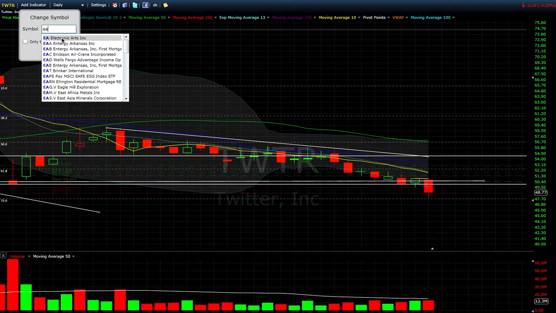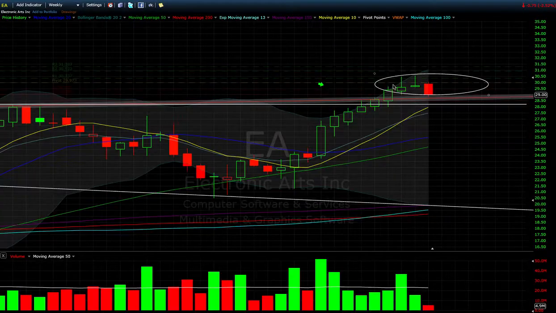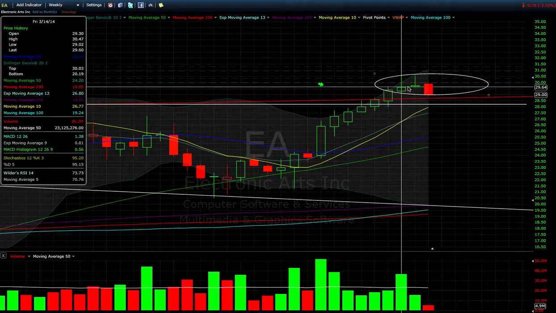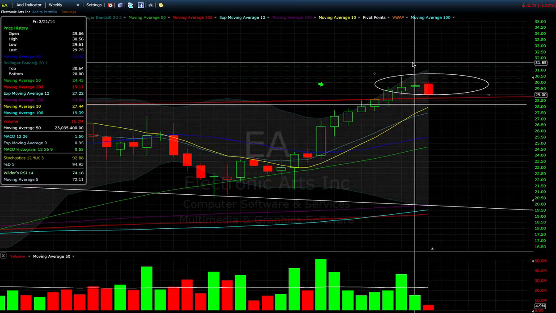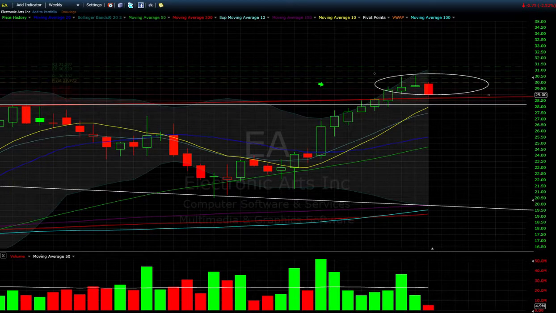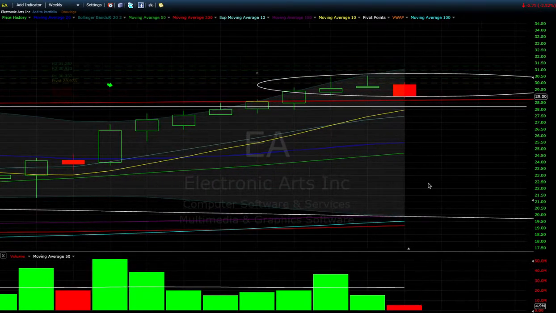EA is actually making a very nice topping tail pattern on the weekly chart. I called this out. One of my colleagues asked about this. I said, if it closes anywhere near 29.70, the lows of the day, and sure enough, what was that close? It was the low. The close was 29.75. So that was just 4 or 5 cents away from my recommendation to sell into next week because of this topping tail.